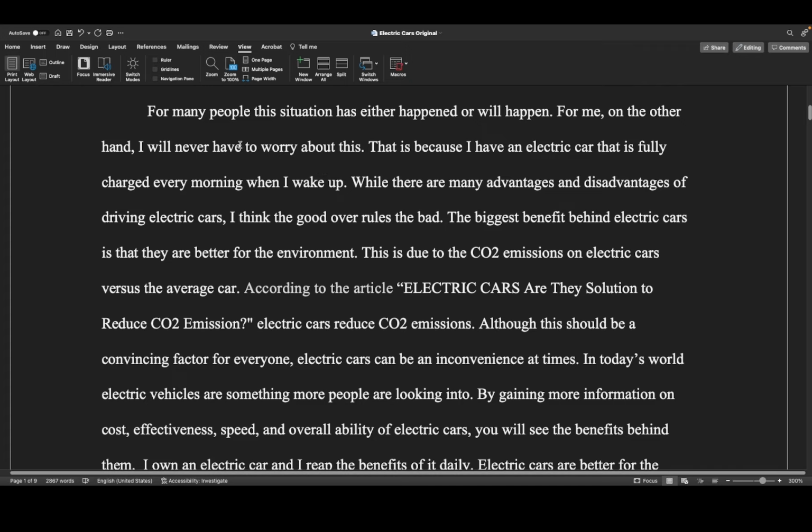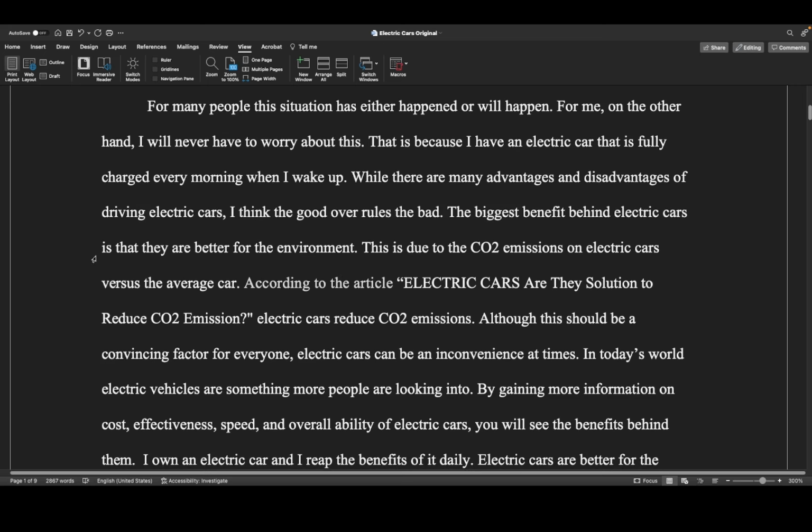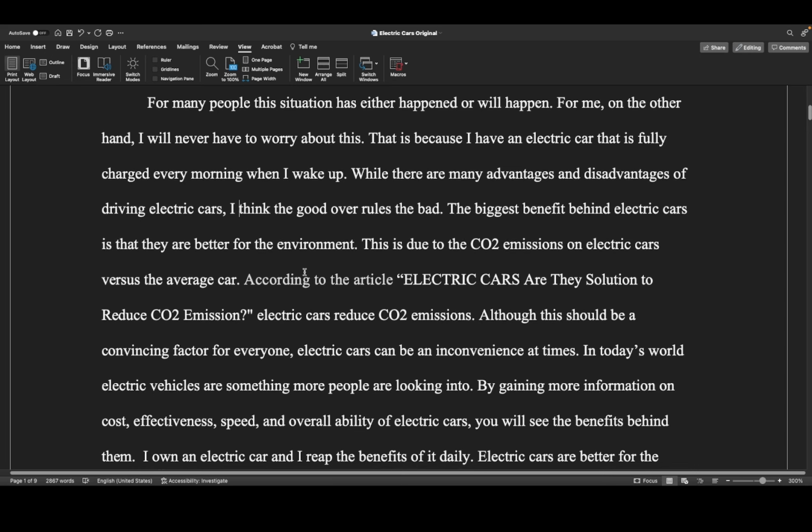That is because I have an electric car that is fully charged every morning when I wake up. While there are many advantages and disadvantages of driving electric cars, I think the good overrules the bad. The biggest benefit behind electric cars is that they are better for the environment. This is due to the CO2 emissions on electric cars versus the average car.